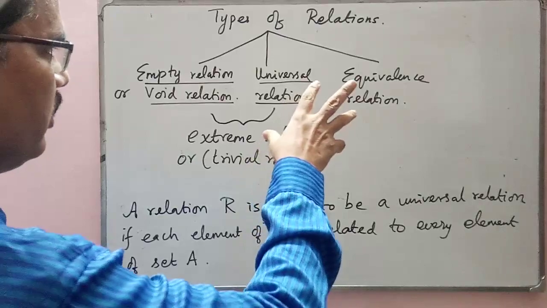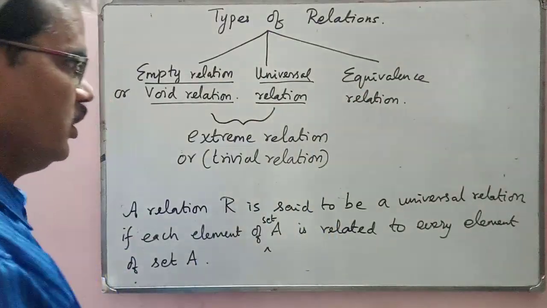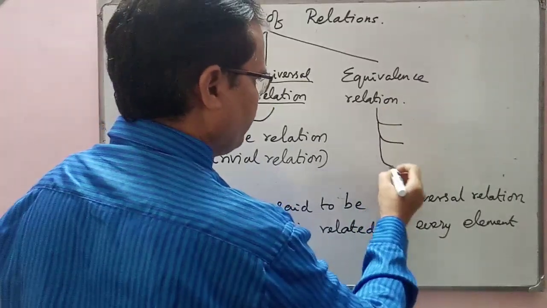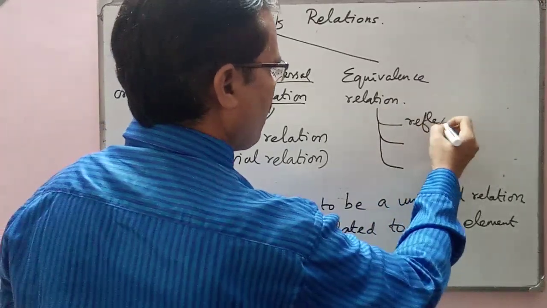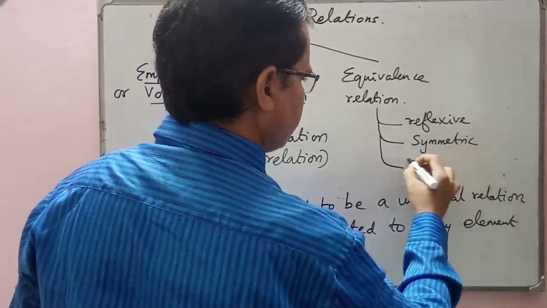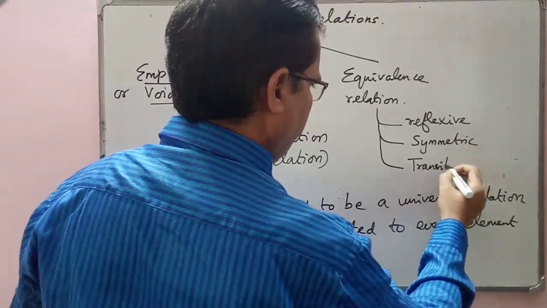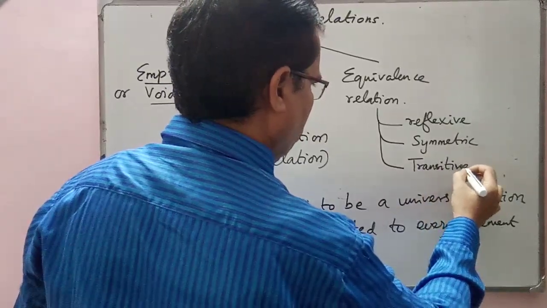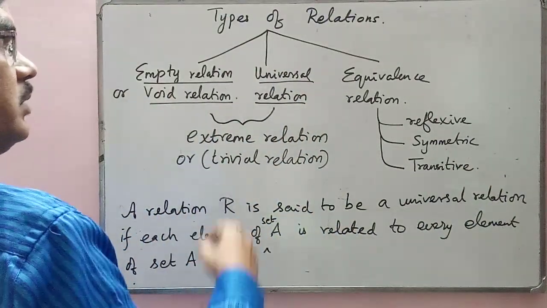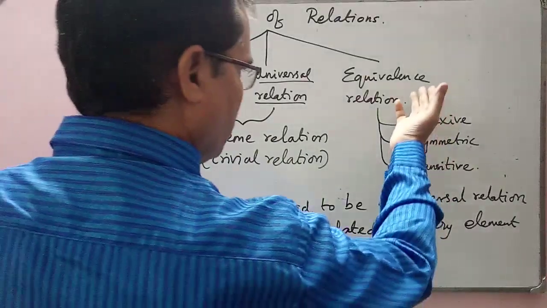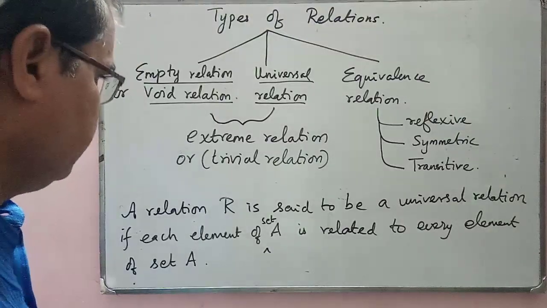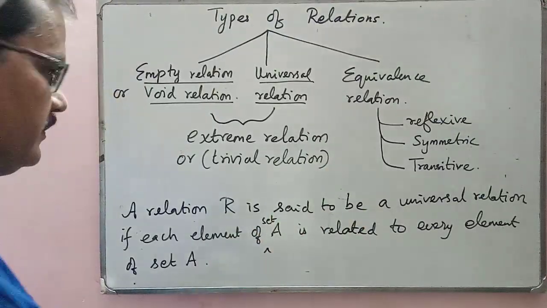Now we need to know about equivalence relation. If you want to learn equivalence relation, you should be familiar with these three terms: reflexive, symmetric, and transitive. Mostly 4 mark questions come from relations, or from proving equivalence relations. Most common. Okay, children, now let us see equivalence relation in detail.